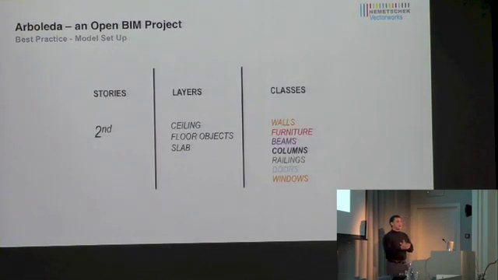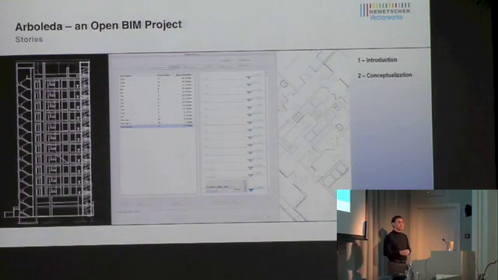All right. Now my stories, just so you understand this, the second floor, for example, contains just 3 simple layers: ceiling, floor objects, and the slab, and that is it. Inside one of these objects, you have classes. The classes are just like walls, furniture, beams, columns, railing, etc. The key here is if you're doing a BIM project, you have to use classes. Very, very important. You have to have control over your project. Changes will happen.